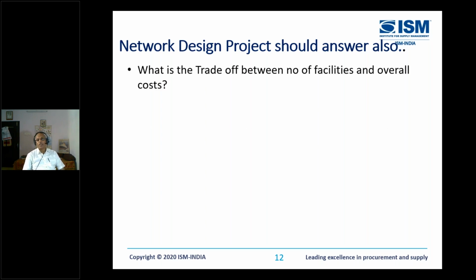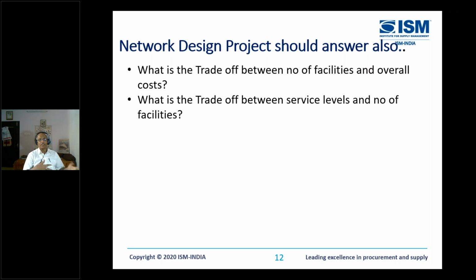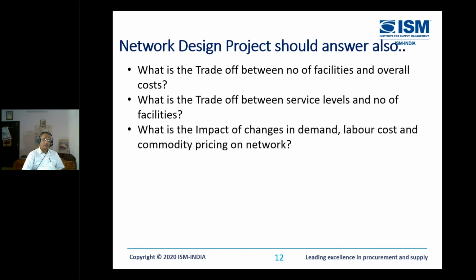What is the trade-off between number of facilities and overall costs? You must understand that if you increase the number of facilities, then you are incurring more cost. So are you in a position to spend so much money by putting in additional facilities? Then what is the trade-off between service levels and number of facilities? If you want to serve the customers better than the present level, then you'll have to increase the number of facilities. But is it justified?